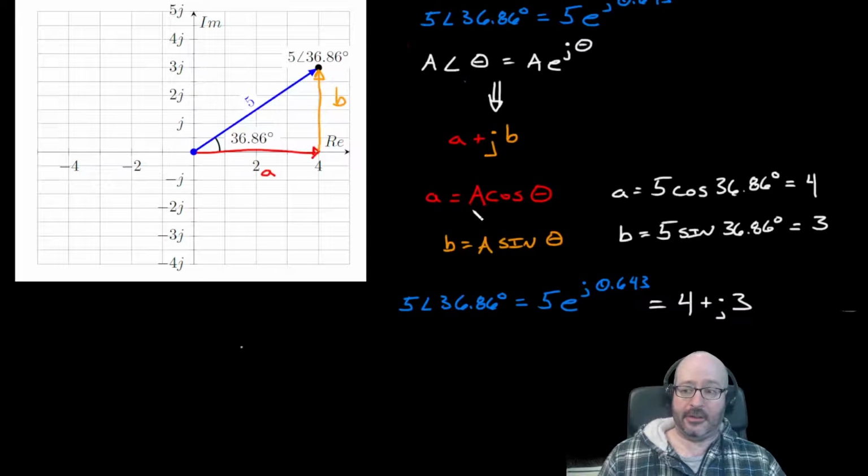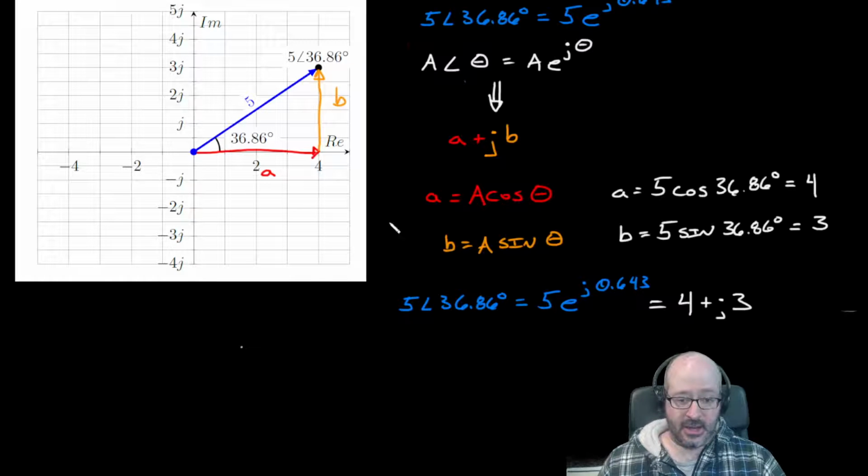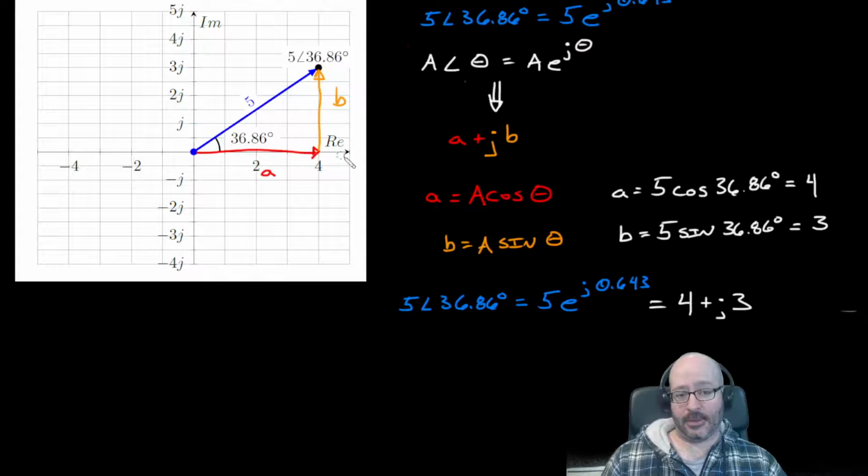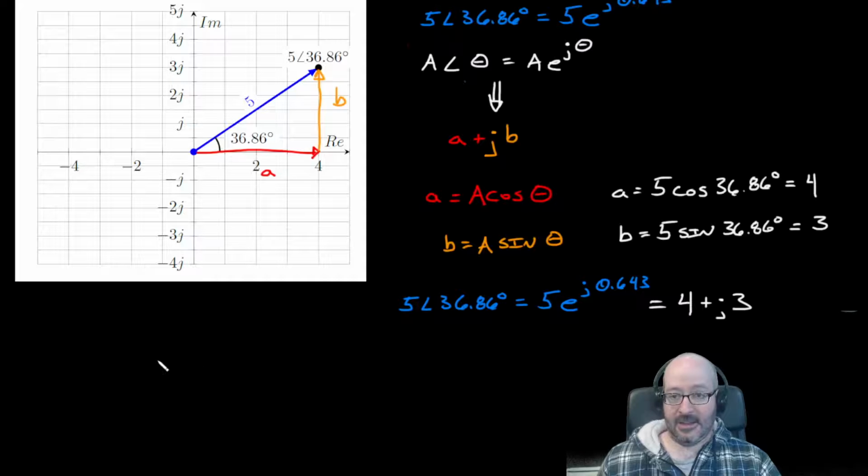I'm hoping this is review, but if not, you've got to know it. Okay, so moving back the other way. Now we know 4 + j3. How would we go back the other way? We want to get that back to polar form. And again, it's just a little bit of trig. We would say, well, what is A? It's still a right triangle.